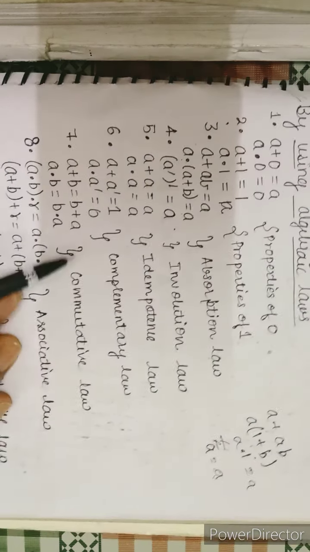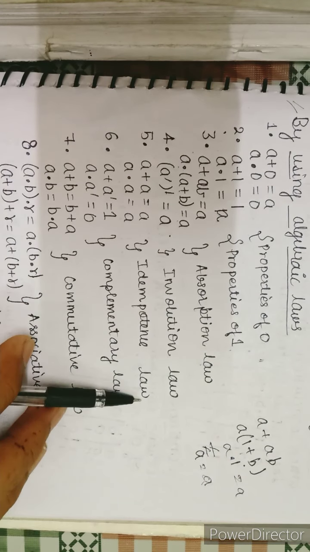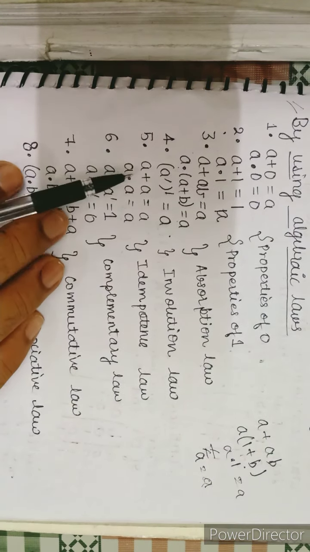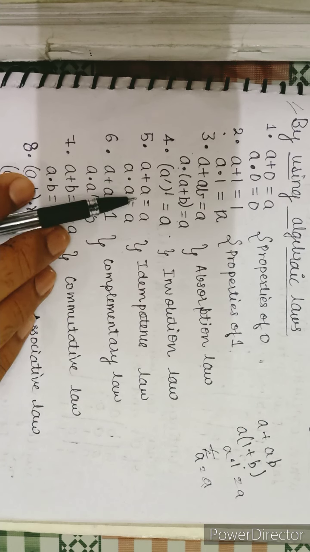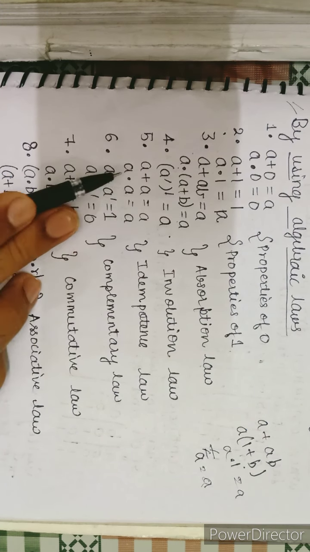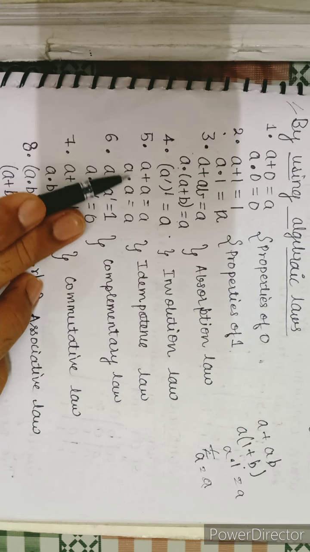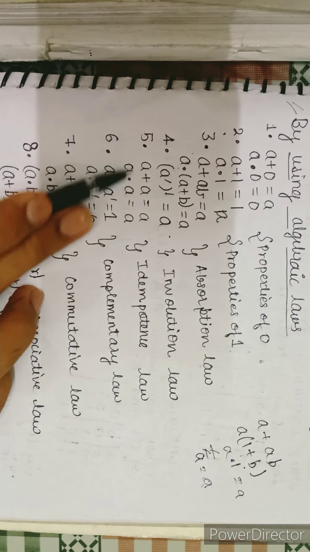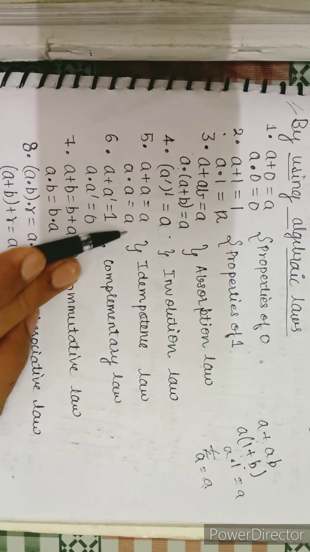Now coming to the idempotence law. The idempotence law says that when we add something to itself, it remains the same, and when we multiply it with itself, it also remains the same. So a plus a equals a and a dot a equals a.